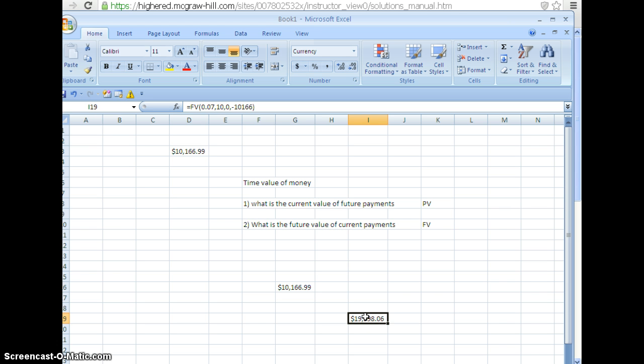So again, just to recap, $20,000 at 7% interest over 10 periods, 10 periods from now, is worth $10,166.99 today. Conversely, if you take $10,166.99 today, put it in the bank at 7% interest over 10 periods, you will end up with $19,998.06, which is close enough to $20,000, excluding a few bucks for rounding issues.